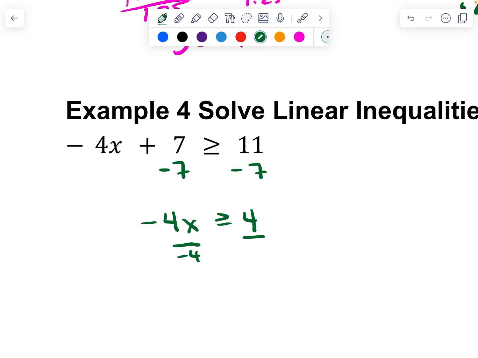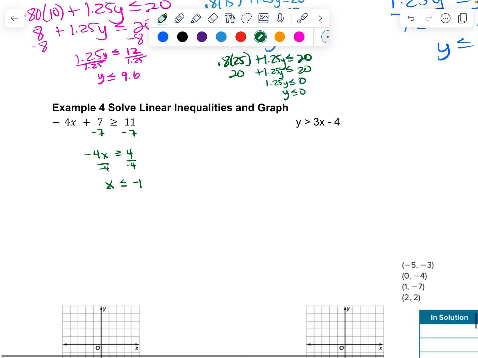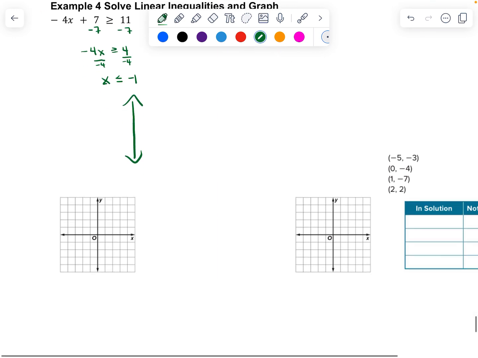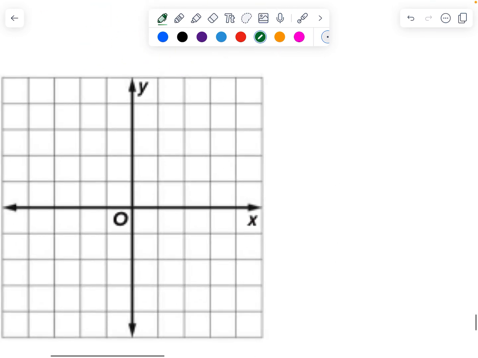Okay, so it's going to change the inequality to x is less than or equal to -1. So if I'm graphing that, that's going to be a vertical line. So I come down here and I go to x is -1, which is right here. I make a vertical line.